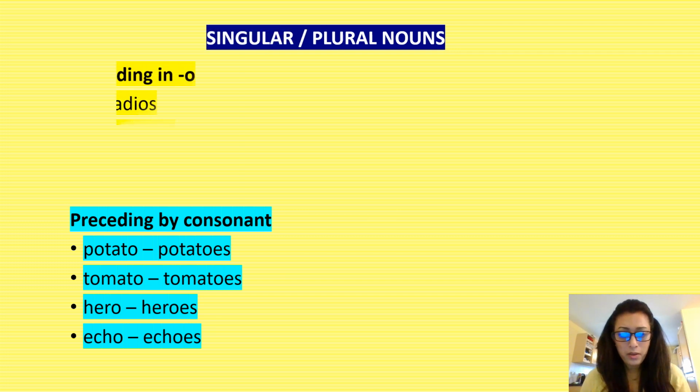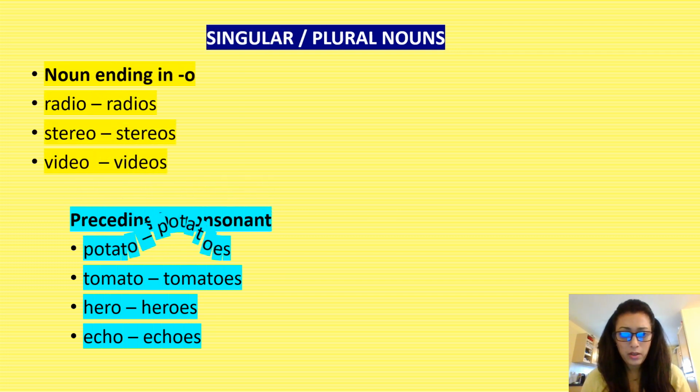Now here, let's take a look at the nouns ending in o. So radio becomes radios, stereo, stereos, video, videos. And if it is preceded by a consonant, so potato becomes potatoes, which is es after potato. Similarly, tomato becomes tomatoes. Hero, heroes with the es. Echo is echoes with the es.